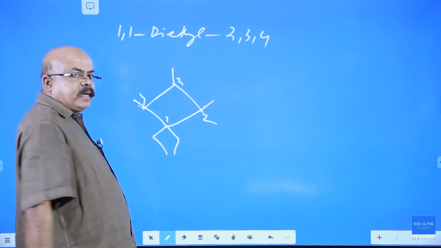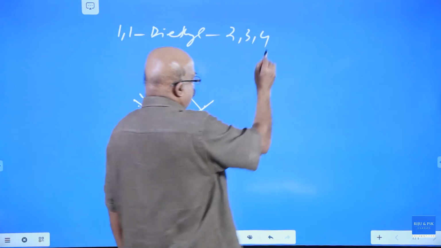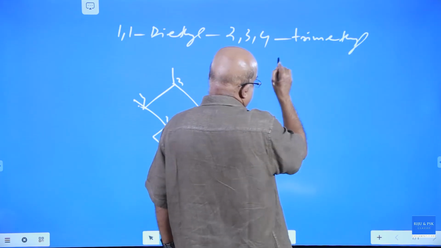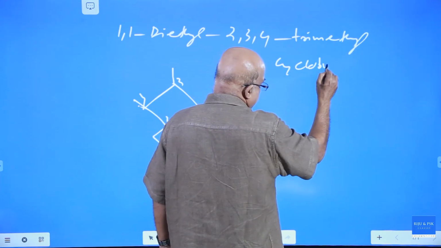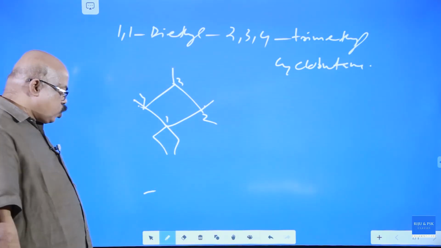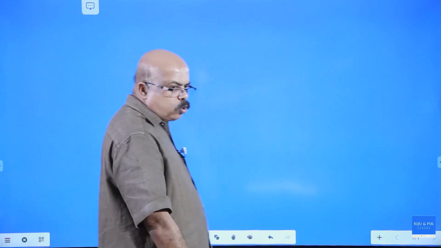First carbon with the 2 ethyl group: 1,1-diethyl-2,3,4-trimethylcyclobutane. Okay, try to solve and go through more and more examples, and there are 2 more things.